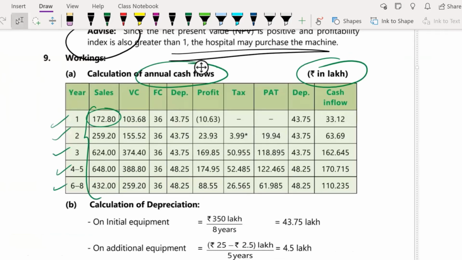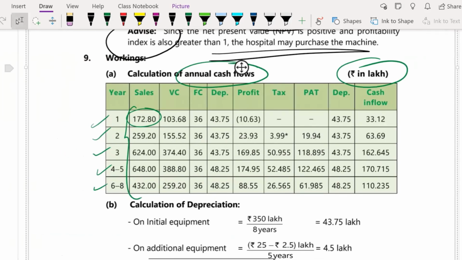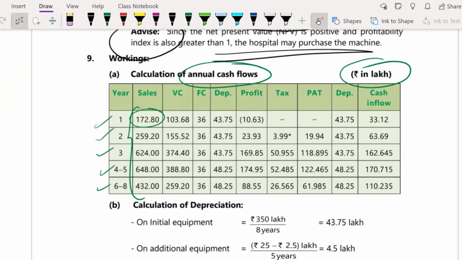Then 60% of your sales will be your variable cost, if I'm not wrong. That you will find out for all the years. Then fixed cost, they have directly given in the question. It is 36 lakh rupees. You will write it. Depreciation 43.75.